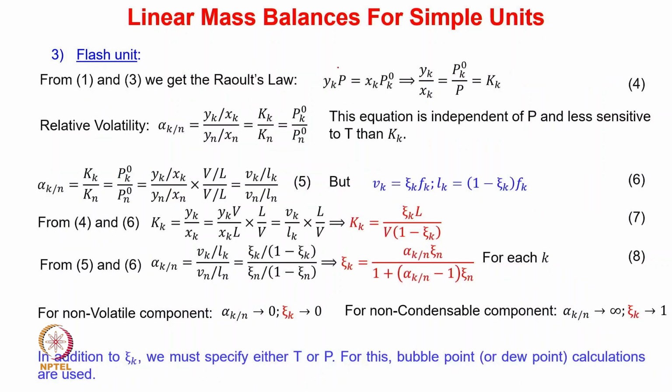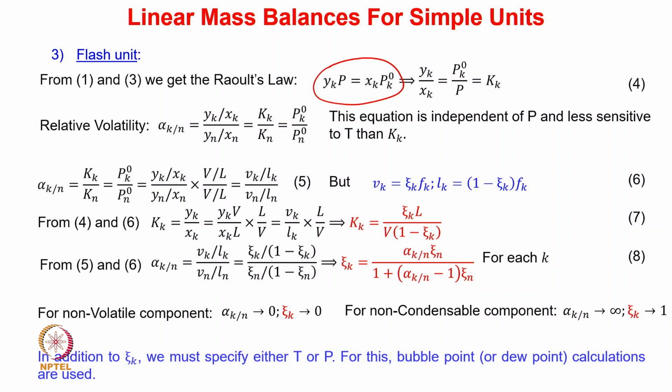So this particular equation is nothing but what? This particular equation is nothing but the Raoult's law, isn't it? So mole fraction of the kth component in the vapor multiplied by pressure, total pressure, is equals to xk, which is nothing but the mole fraction of the kth component in the liquid multiplied by vapor pressure, isn't it? So yk into total pressure is given as xk into vapor pressure Pk naught. That is what the Raoult's law is.